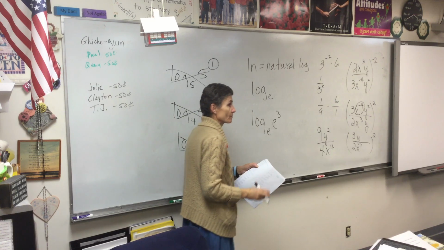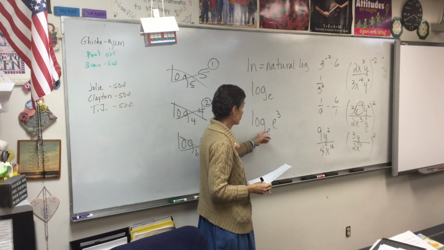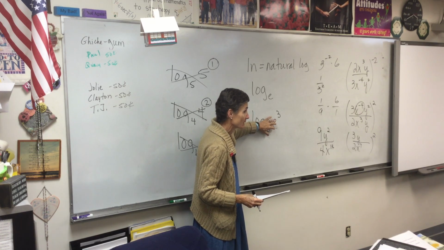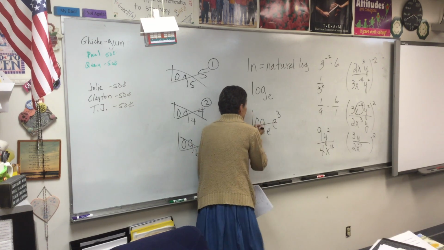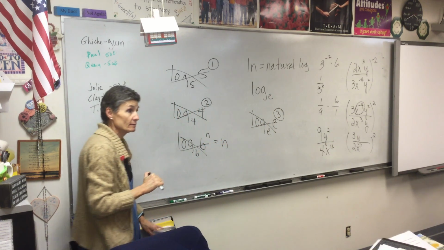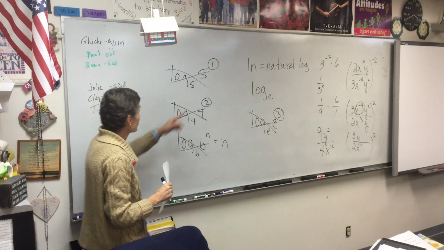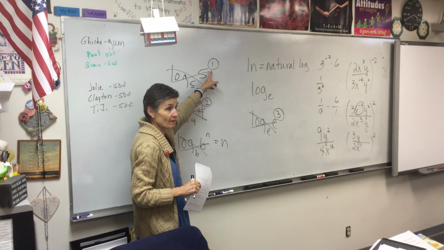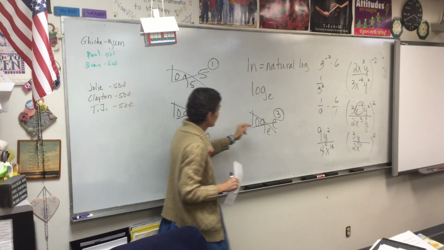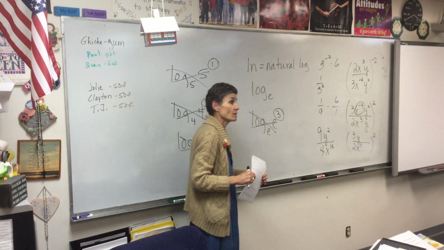Which one's less confusing? In this case, I like to use the log base e, because what happens when we have 2 e's back to back like that? They cancel, and it equals 3. This one equaled 1 because that's what we had, 5 to the first. Here we had 4 squared, so it was 2. Here we have e cubed, so it is 3.